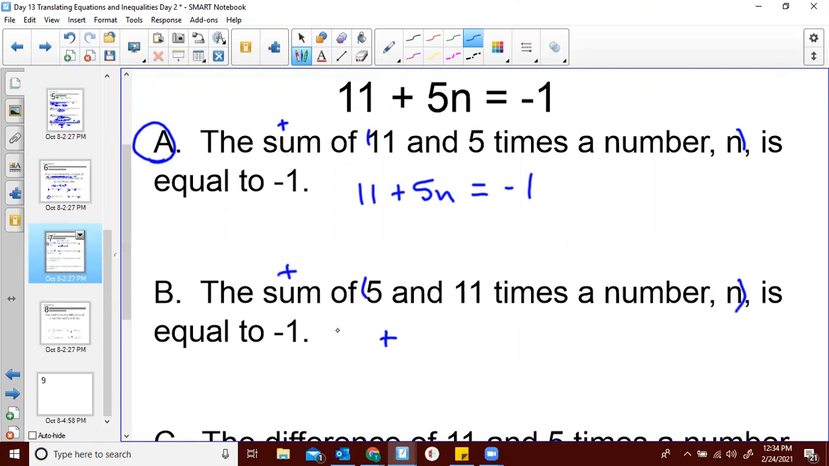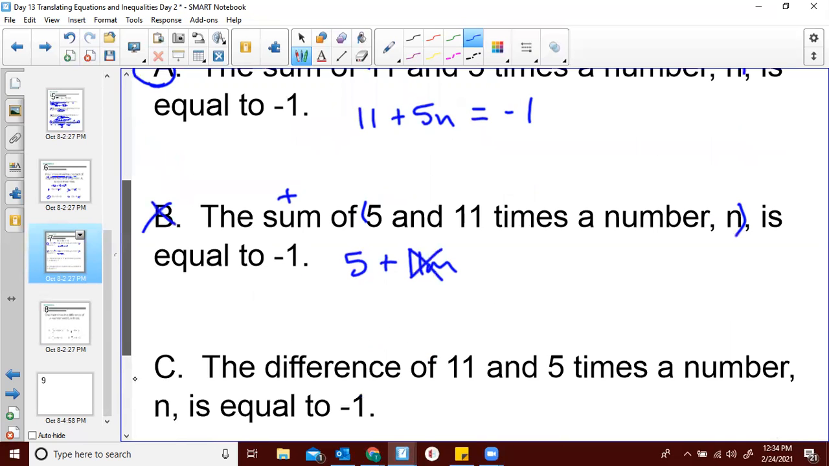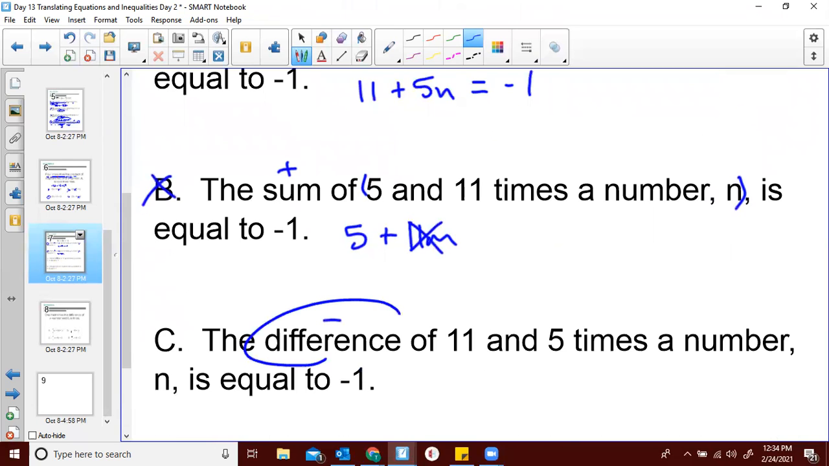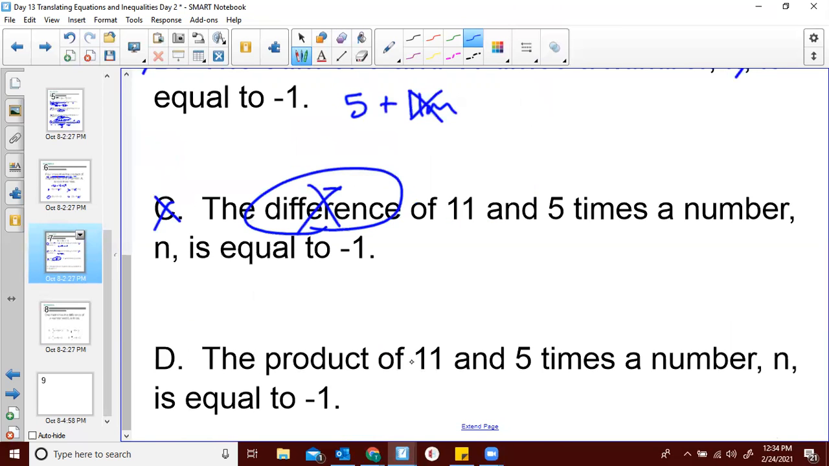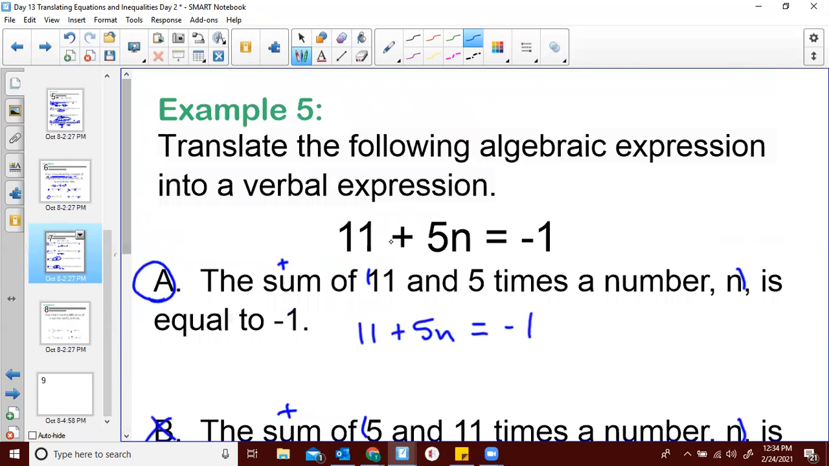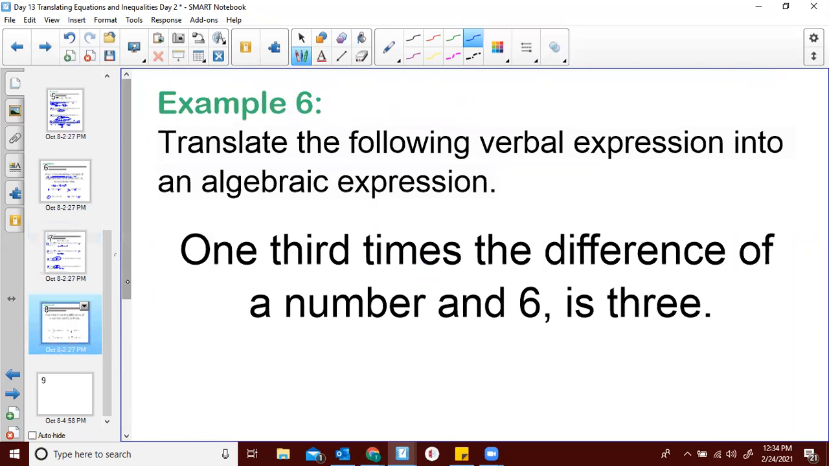So I'm going to have my plus 11, 5 and 11m. Notice I almost did a turnaround phrase there when I did not need to, but we see 11m. That's not going to be correct. The difference right here, no, because we're looking for the sum. We're adding up top. And D, the product of 11 and 5 times the number n. So with product, no, right? We're looking for addition. And last but not least, 1/3.